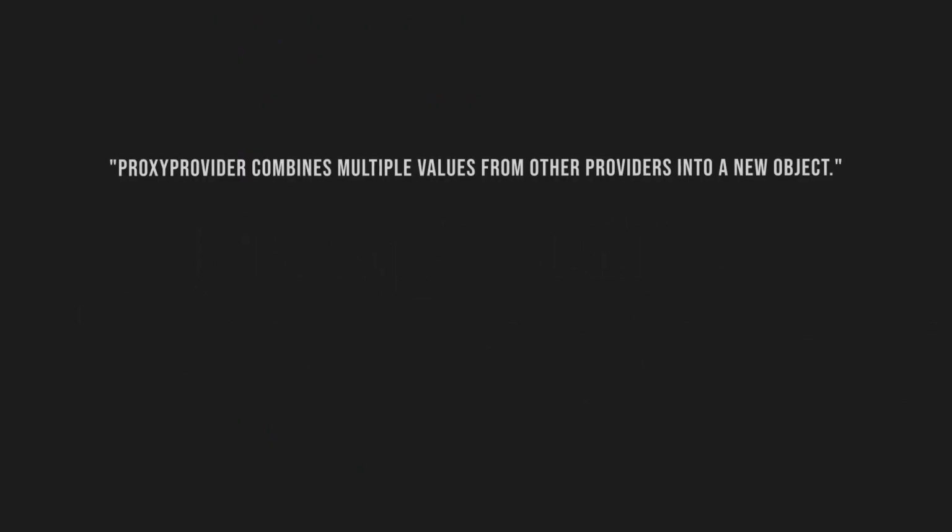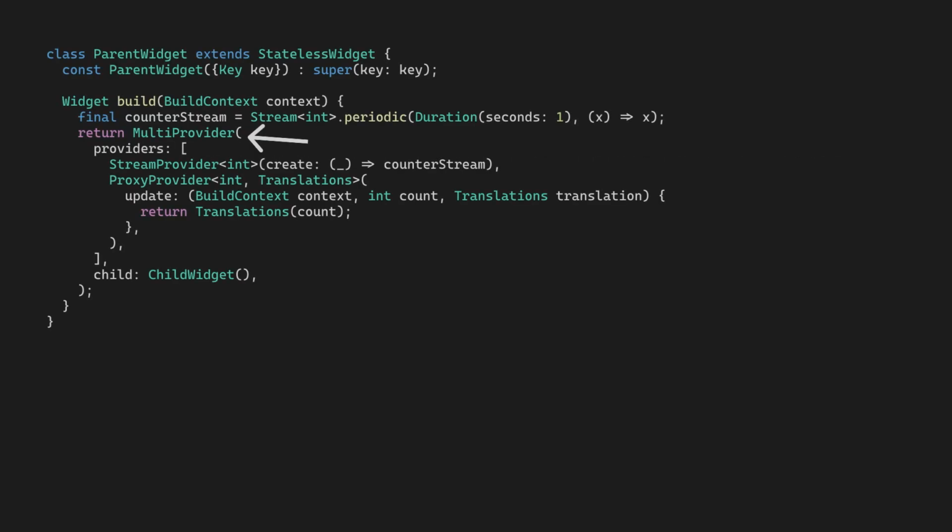Next up, proxy provider. Proxy provider combines multiple values from other providers into a new object. That new object will then be updated whenever one of the providers it depends on updates. As an example, let's create a multi-provider, and then use the stream provider from before as the first provider. Then below that, we will create a proxy provider.